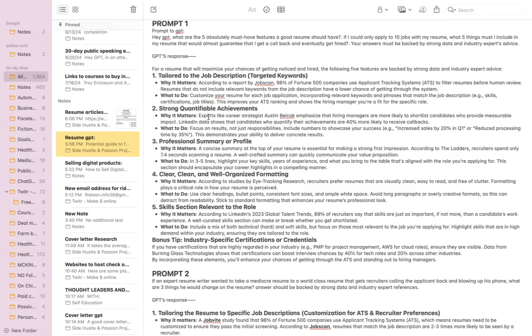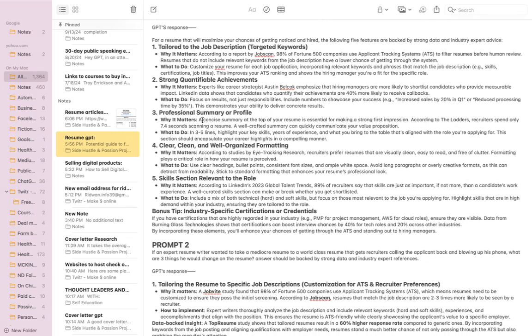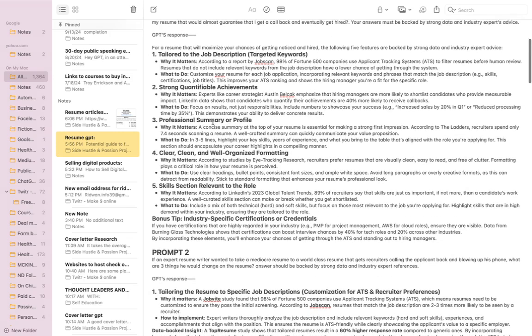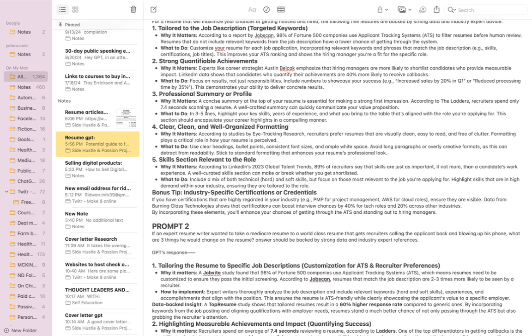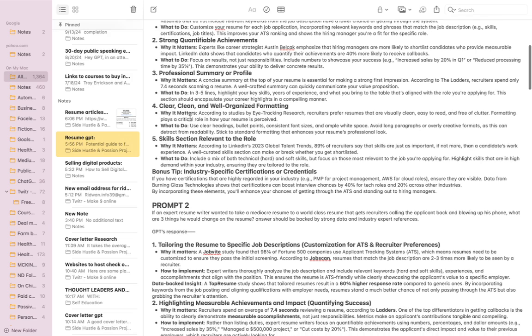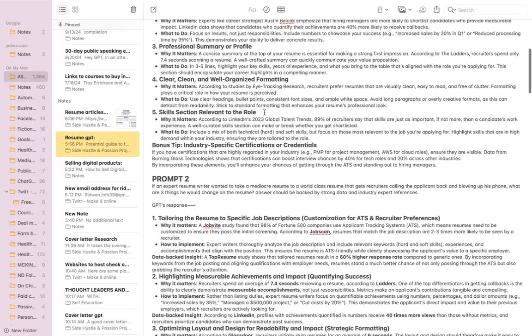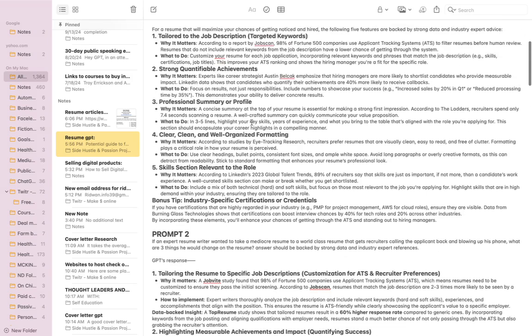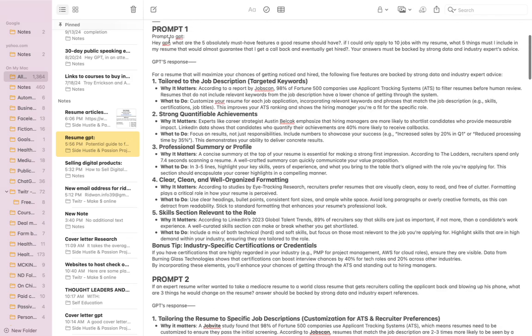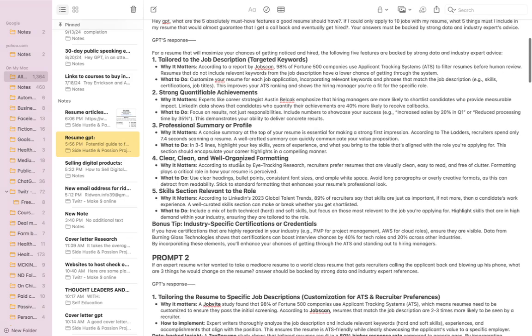So you have to have strong quantifiable achievements. This is actually the most important thing when you're writing a resume, which I found out later. You have to have a professional summary. This is according to ChatGPT. You have to have clear, clean, and well-organized formatting, which is absolutely true and very important. And then you have to have a skills section that is relevant to the role. So based on this prompt that I fed into ChatGPT, it gave me this response.